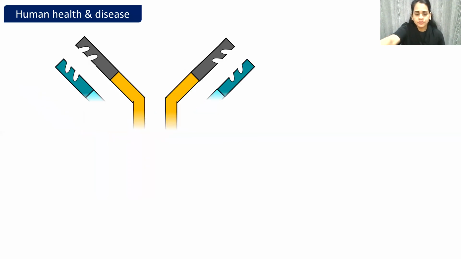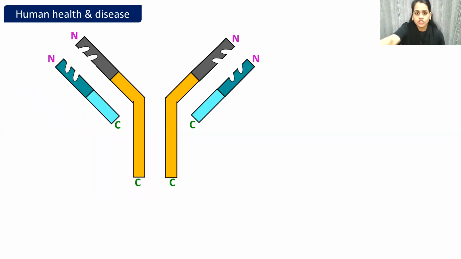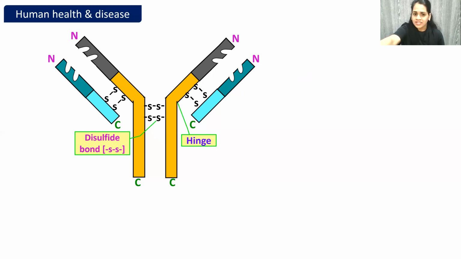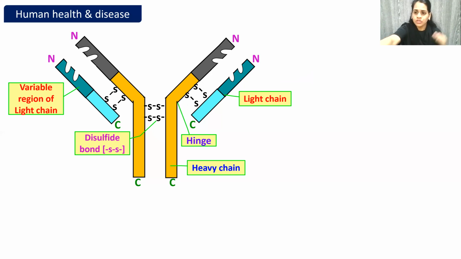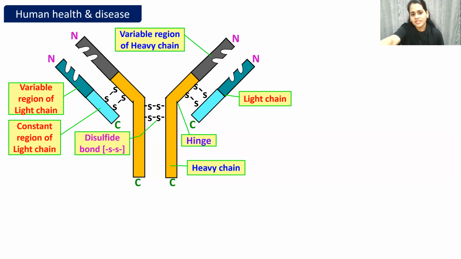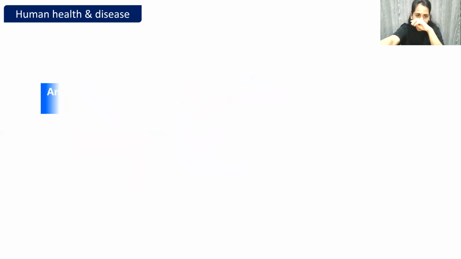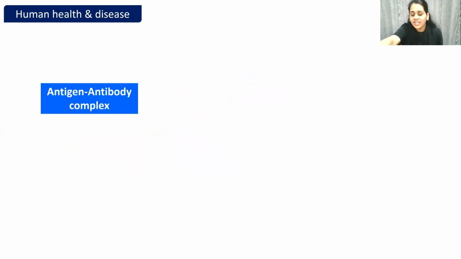Now, let us just revise once again. So, four polypeptide chains, one end is the amino group, the other end is the carboxyl group. All the chains are held together by disulfide bonds. The area which holds the arm and stem is called the hinge. So, there are two heavy chains and two light chains. Each chain has two parts. The outer one is the variable region which is going to change, and the inner one is the constant region which remains constant. Okay, so that is the structure of an antibody. I hope it is clear to you.